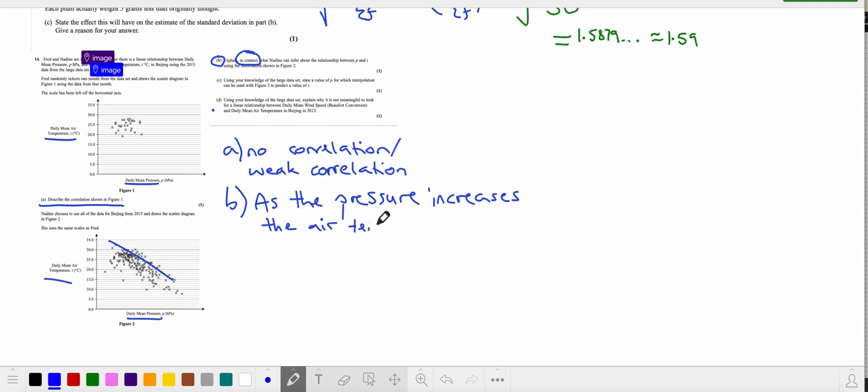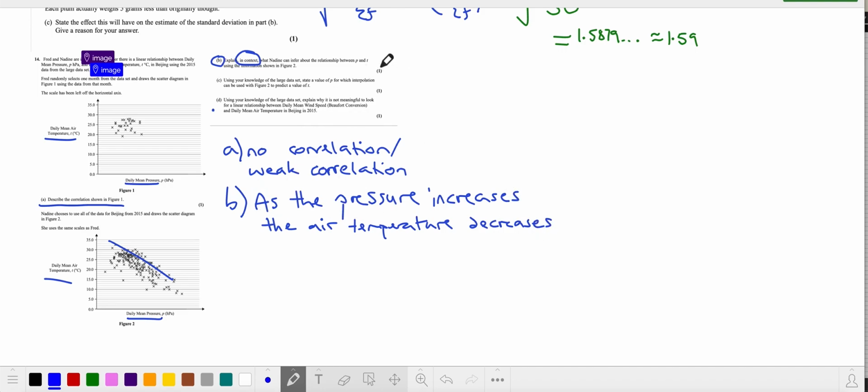So as the pressure increases, the air temperature decreases. That's an explanation in context of what that negative correlation means. We've discussed this many times in lessons. There's a difference between describing a correlation, which is just stating what the correlation is, positive, negative, weak, strong, and then explaining in context what a correlation means. So you've got to do it.